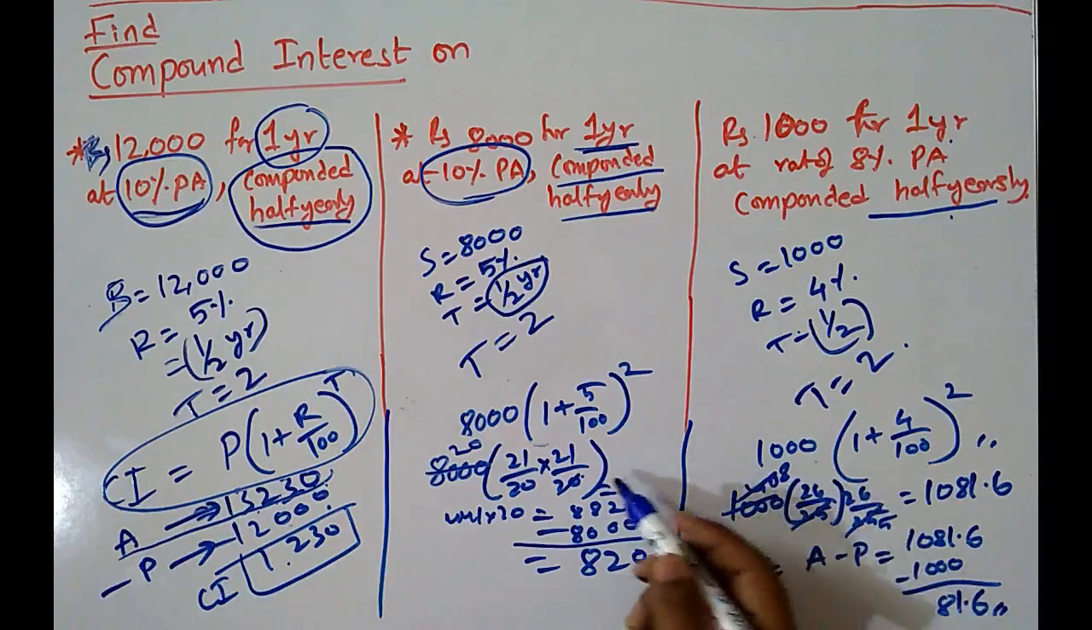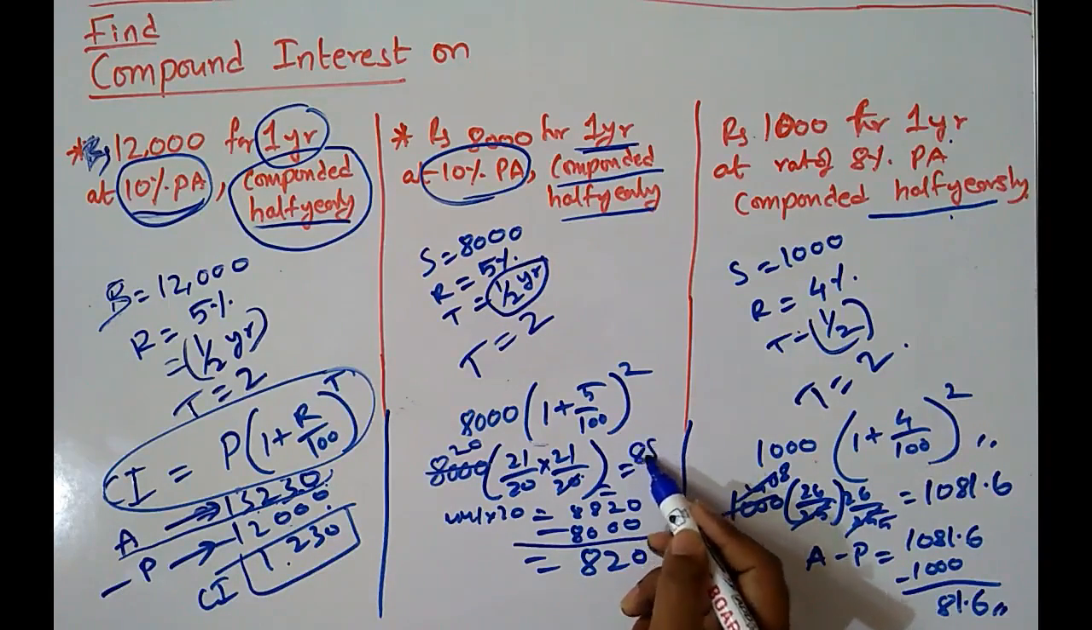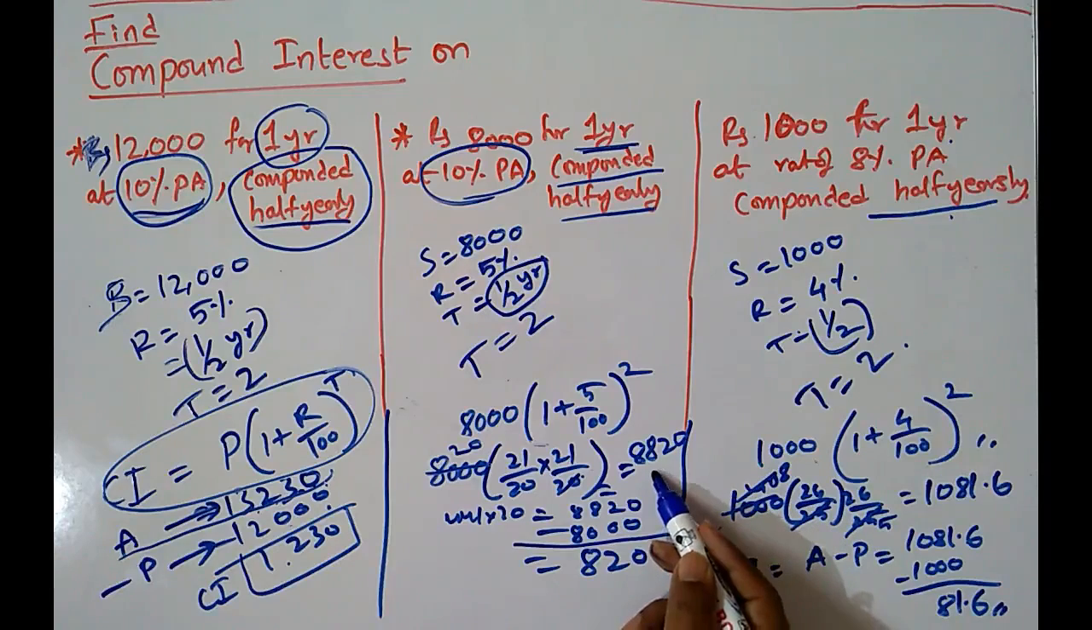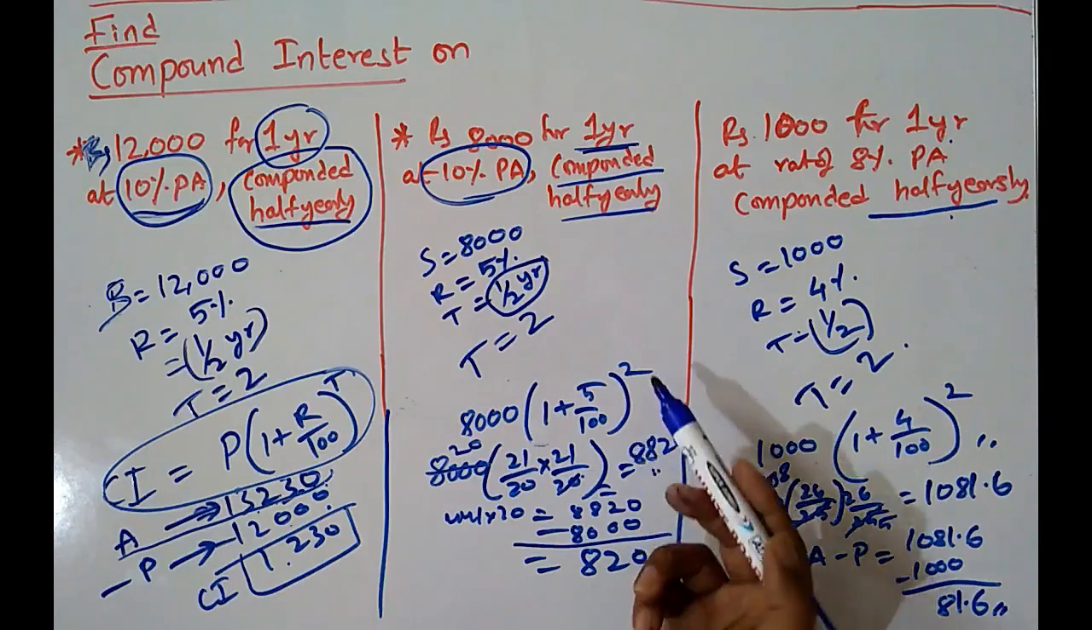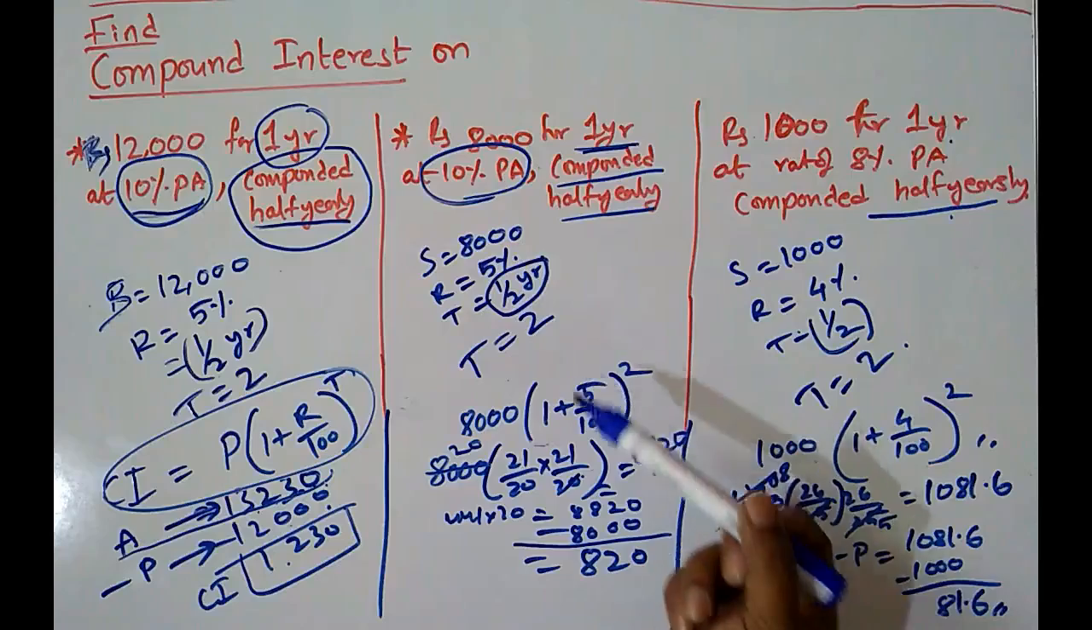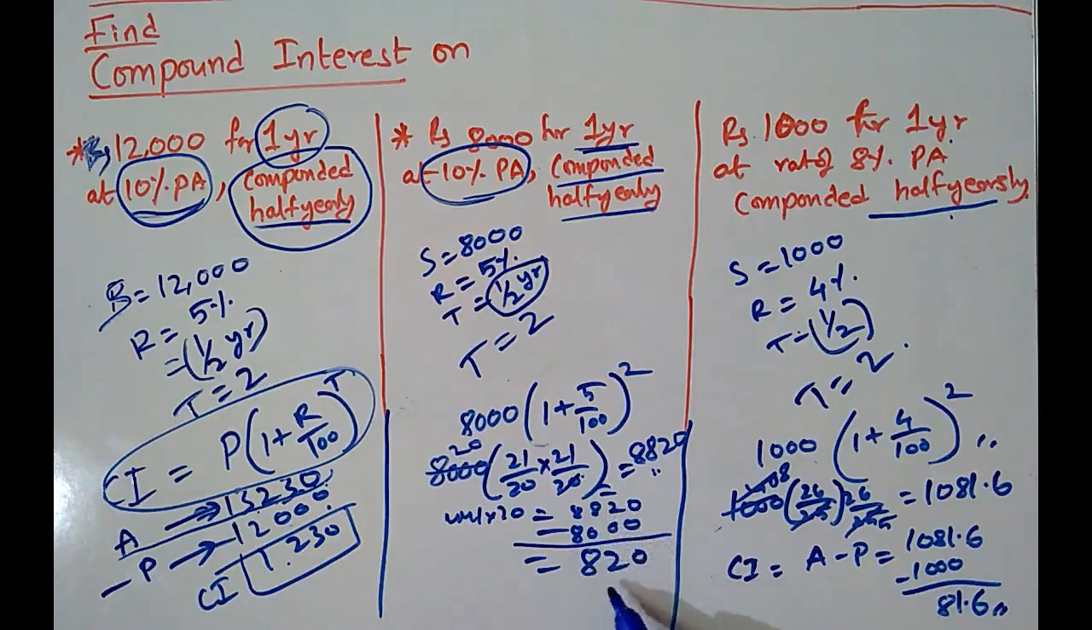In the same way here we will get 8,820 friends. This 8,820 is the amount. From this we have to subtract the principal, that is 8,000. Okay friends, by subtracting we will get 820. 820 is the answer. In the same way here we will get 1081.6. From this we have to subtract the principal, that is 1000, so that we will get the CI, compound interest.